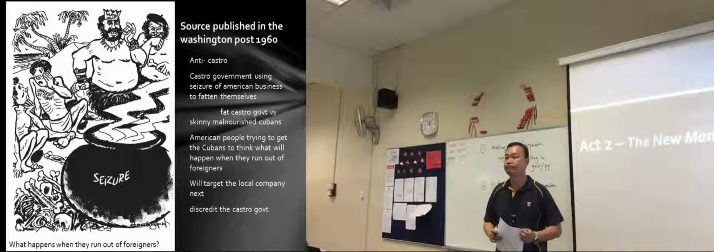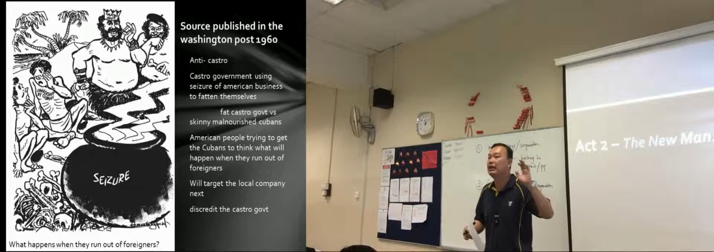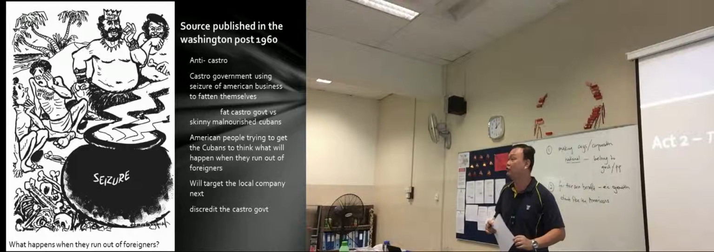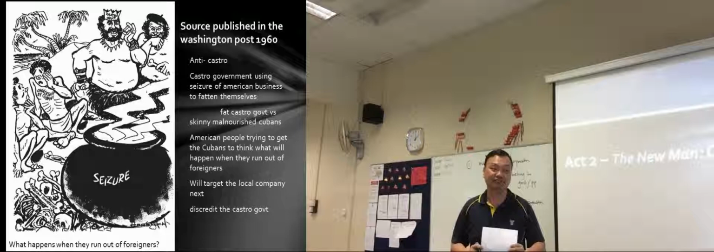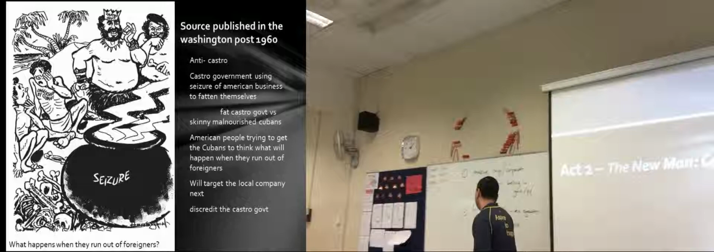How many of you think that Castro would do the same to us, based on your hand? How many of you think Castro would not do anything to us? So all of you feel that Castro would do something to us? Why? Okay, so you think it's for their own benefit.